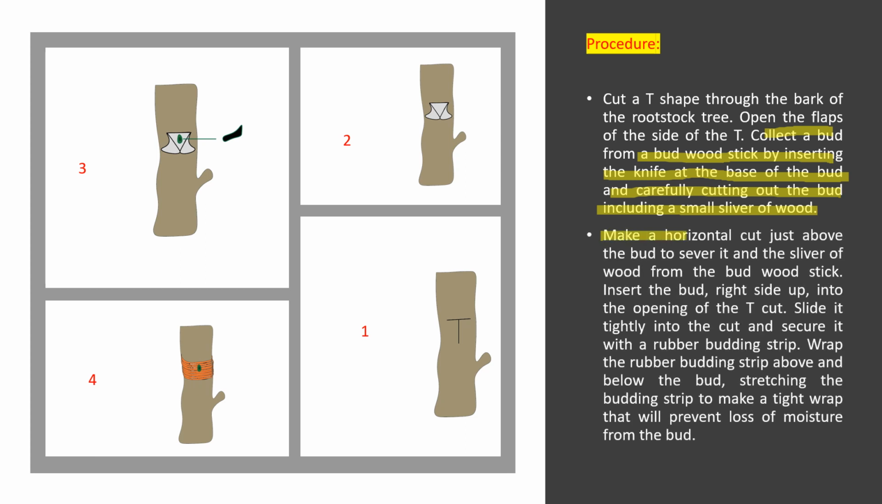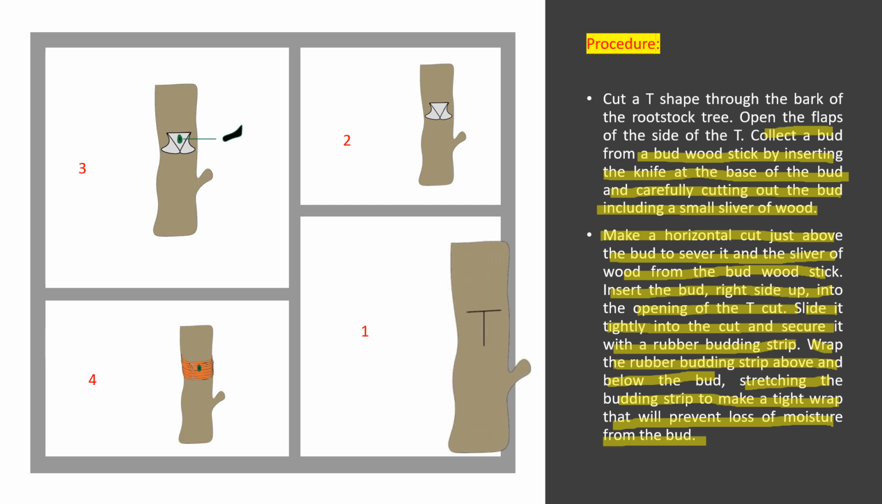Make a horizontal cut just above the bud to sever it and the sliver of wood from the budwood stick. Insert the bud right side up into the opening of the T-cut. Slide it tightly into the cut and secure it with a rubber budding strip. Wrap the rubber budding strip above and below the bud, stretching the budding strip to make a tight wrap that will prevent loss of moisture from the bud.